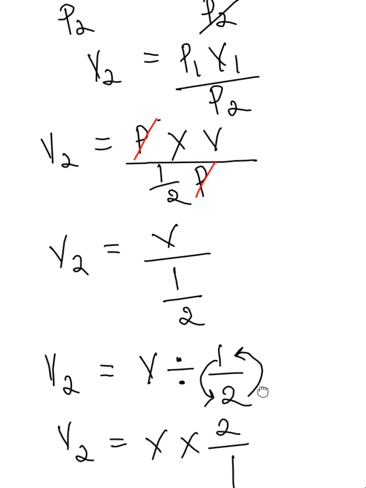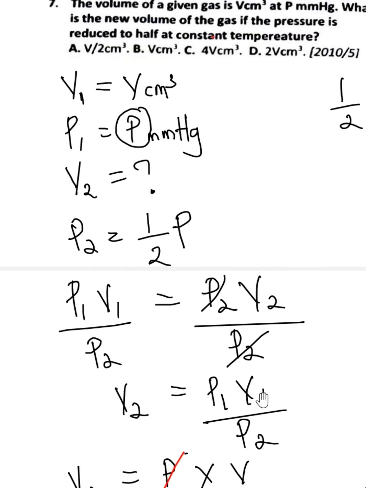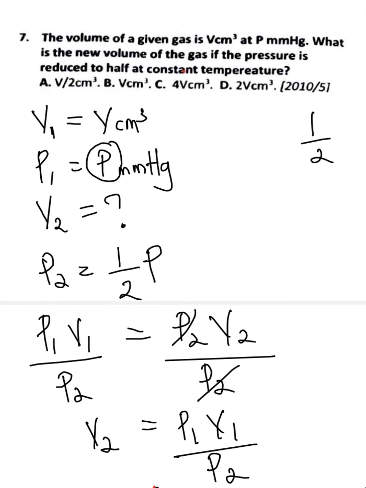Now I'm going to check whether we'll get 2V there. It says 2V cm cubed, so D is the answer.